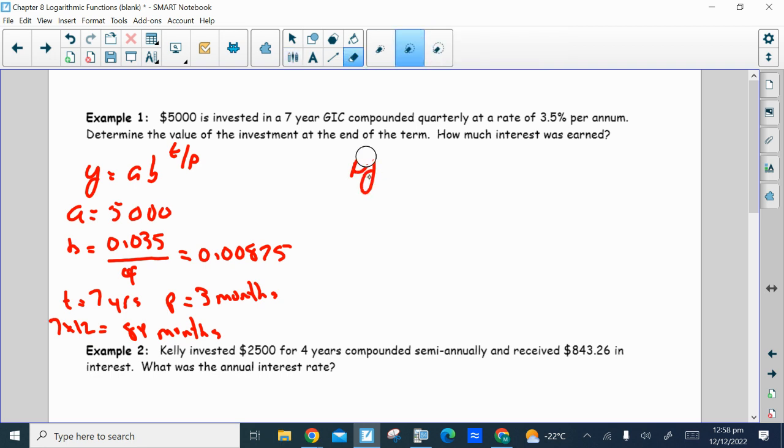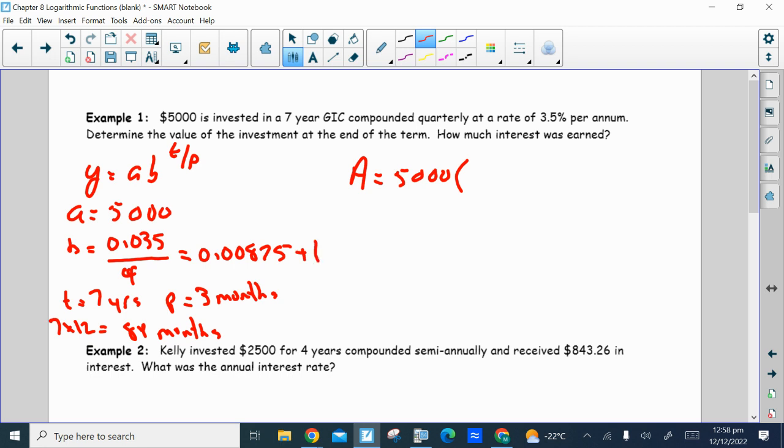So Y, which in this case would stand for the final amount, let's use capital A for the final amount, equals 5,000 times. Now, I said that B was 0.00875. What I forgot to mention is that we'd have to add a 1 to that. And here's the reason why. Every quarter, every 3 months, interest is calculated. You're going to have 100% of what you had before plus 0.00875 more. So you need to have that 1 there. Your money is growing. So you're going to have 100% of what you had plus 0.00875 more. So the value of B then is 1.00875.